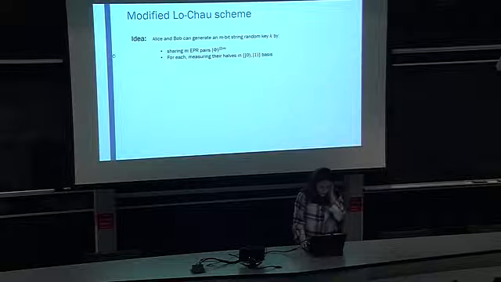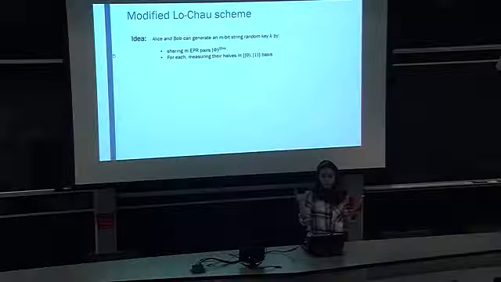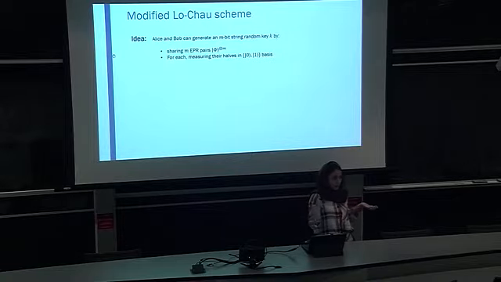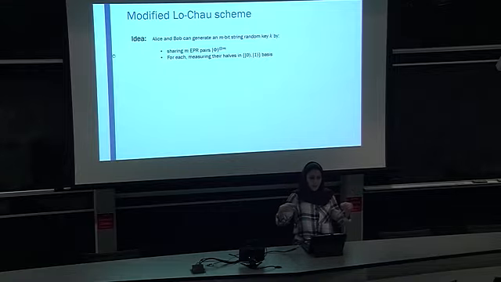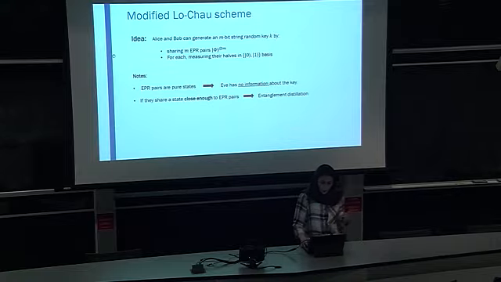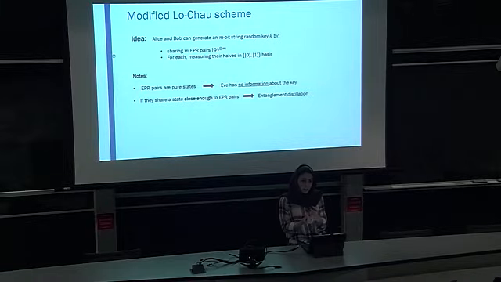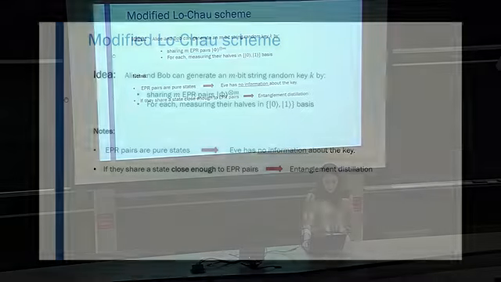So let's see what's the main idea of this modified Lo-Chau scheme. If Alice and Bob share, let's say, m pairs of EPR pairs, then they can separately measure their halves in the standard basis, and they will get some random key. And the point is that if the state they share is pure, then Eve does not have any information about that state, because Eve's state is basically in tensor product with these EPR pairs.